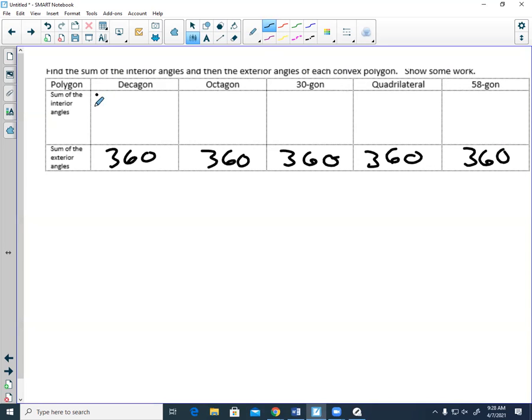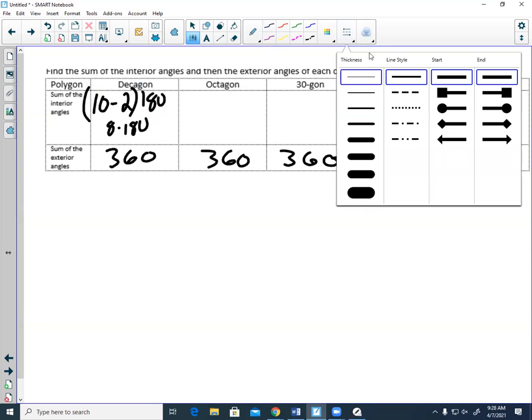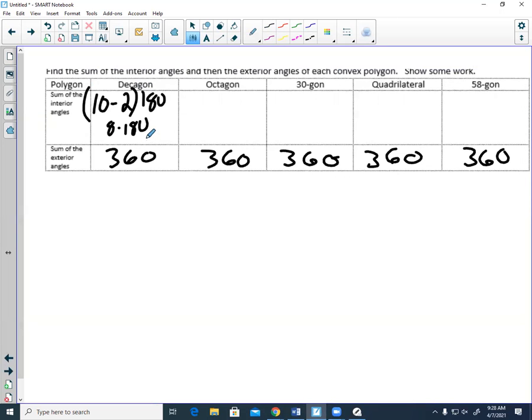So I'm just going to do 10 minus 2 times 180. So this is really just saying 8 times 180. And if I look at 8 times 180, does anyone know what that is off the top of their head? 1,440. So there's 1,440 degrees.